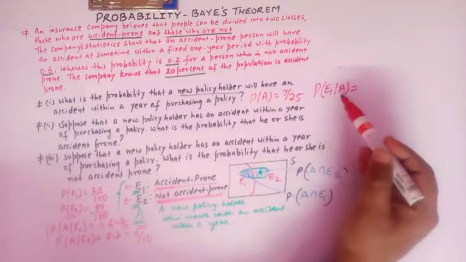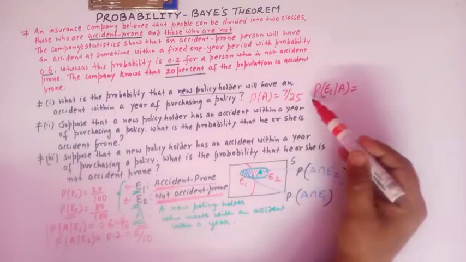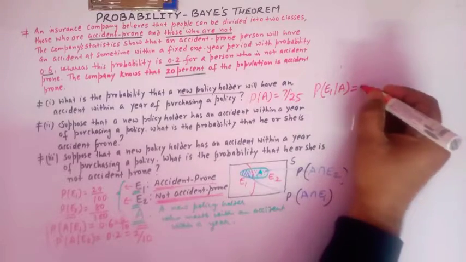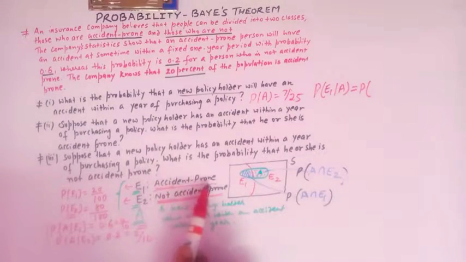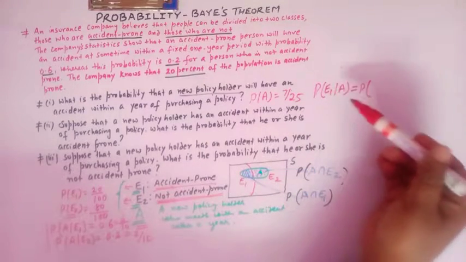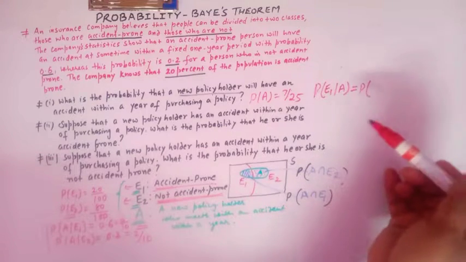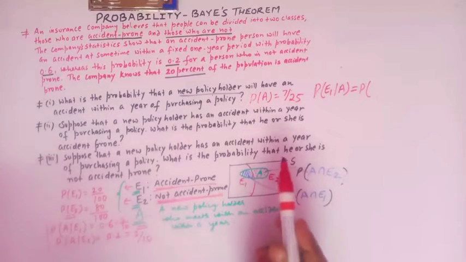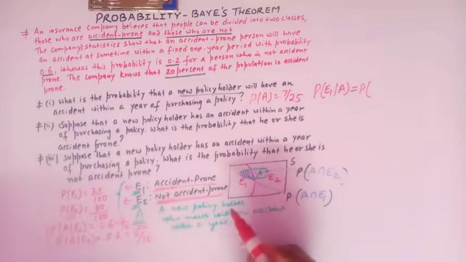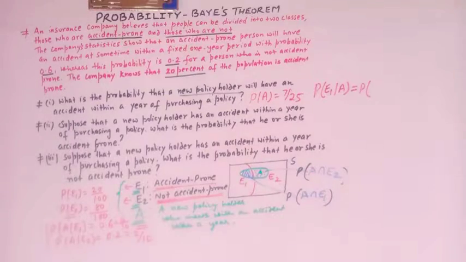So what does this mean? It means that we have to find the probability of E1, that is accident prone people, provided that he or she has met with an accident. So here we have to find the reverse probability, and for reverse probability we have to make use of Bayes theorem.